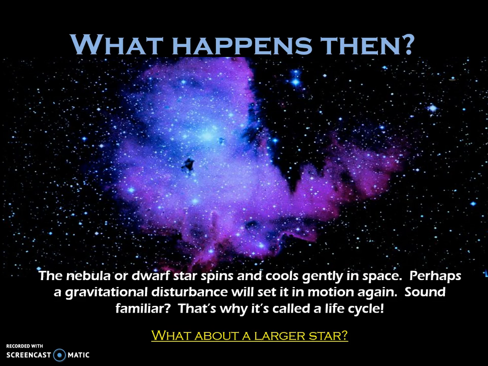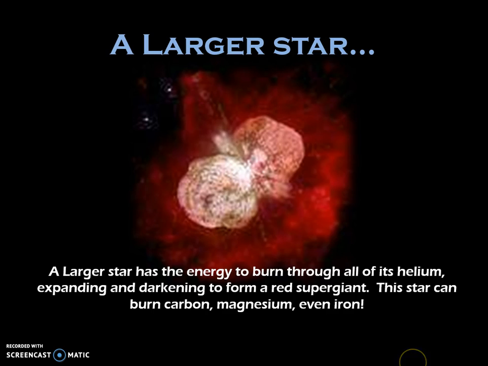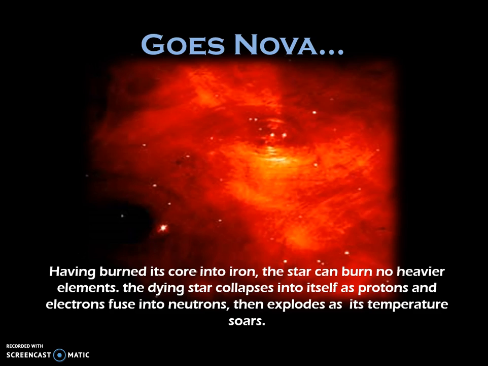Now, what about a larger star? A larger star is defined as a star that has energy to burn through all of its helium and then burn the heavier elements. It can burn carbon, oxygen, neon, magnesium, everything up to iron. Iron is the end of the line. There isn't enough thermal energy in the universe to make two irons fuse into anything heavier.